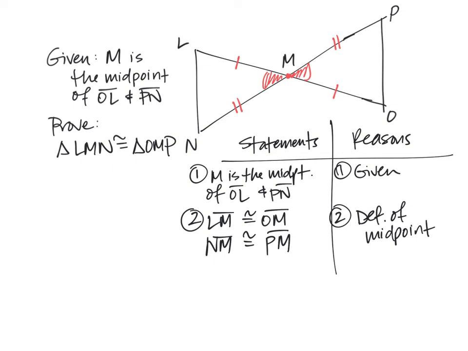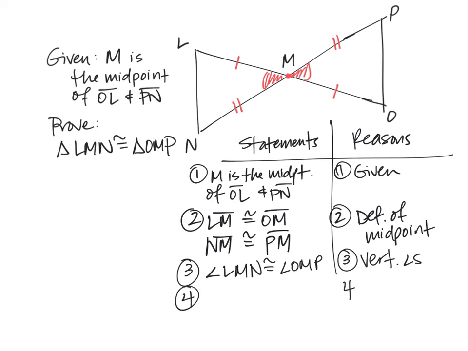The other piece of information that I got from the figure is the vertical angles that are congruent. So angle LMN is congruent to angle OMP, vertical angles. And finally, I have enough to prove my triangles congruent by side angle side congruence, and that triangle LMN is congruent to triangle OMP.